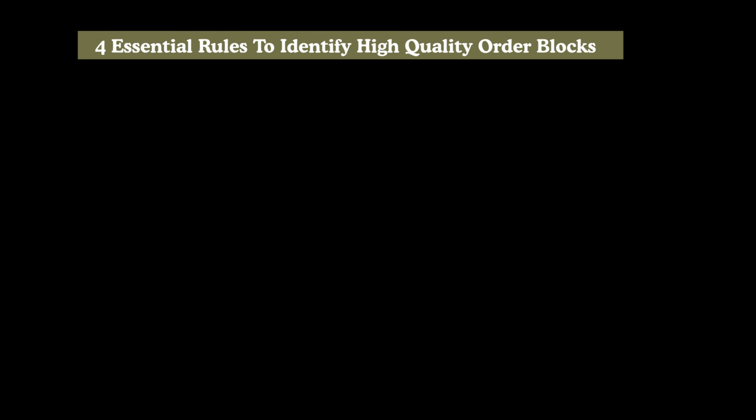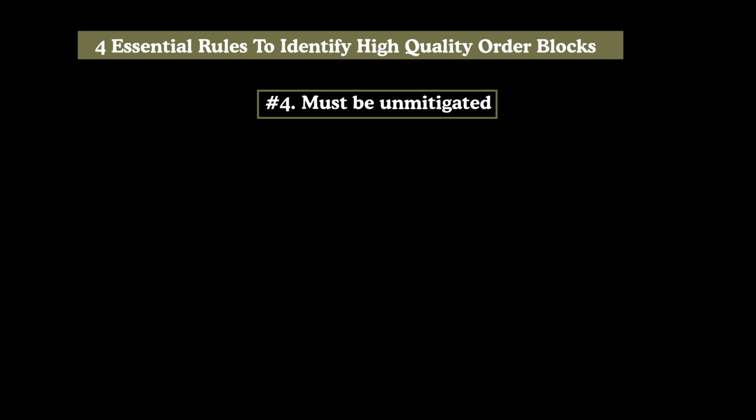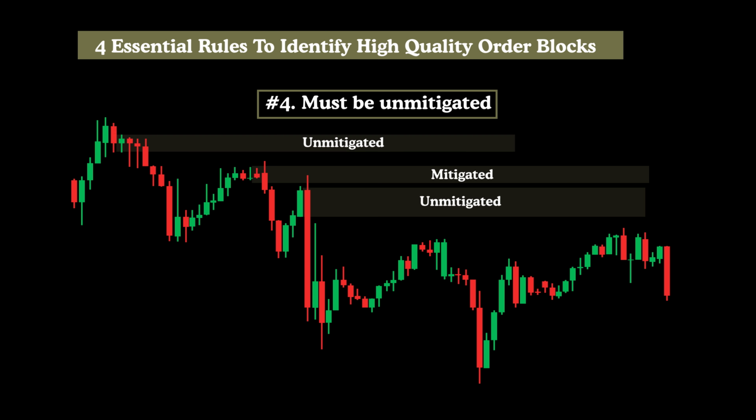Rule number 4. The order block must be unmitigated. An essential rule in trading with order blocks is that they are one-time use zones. This means we focus only on the first interaction when price enters an order block.